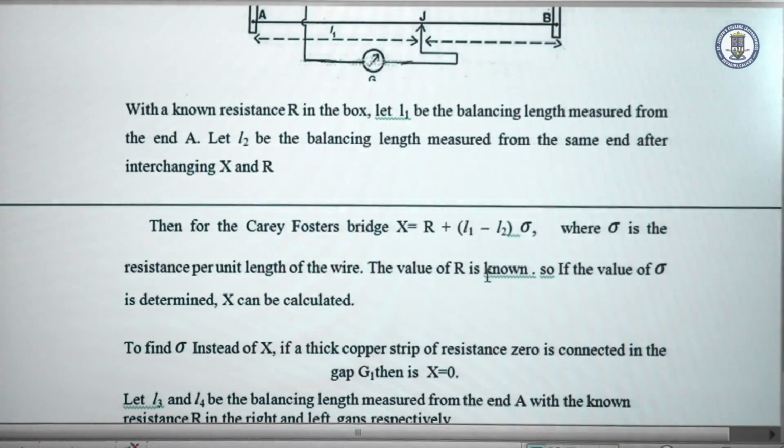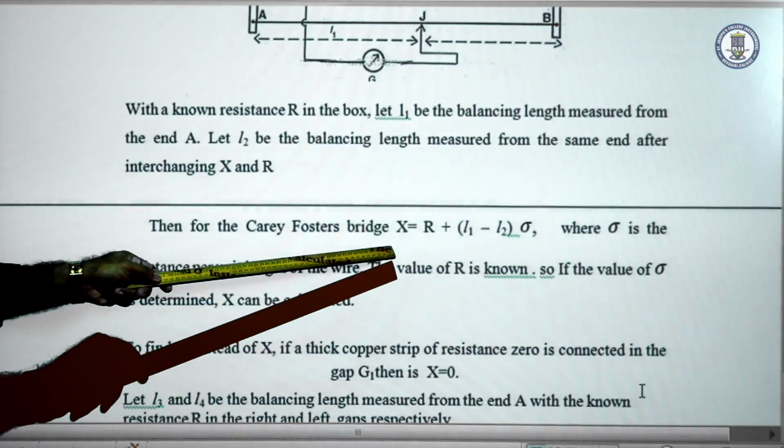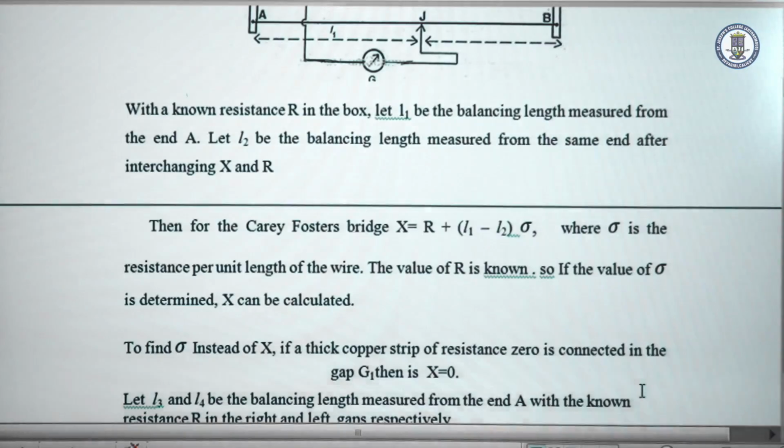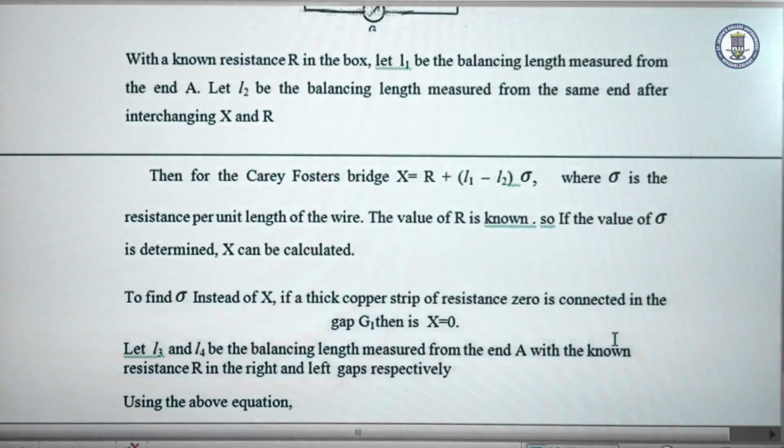Then from the principle of the Carey Foster bridge, we have the formula X is equal to R plus (L1 minus L2) into sigma, where sigma is the resistance per unit length of the wire. So if we know the value of sigma and the value of R that we used, we can determine the unknown resistance X. But initially we have to find out the value of sigma.